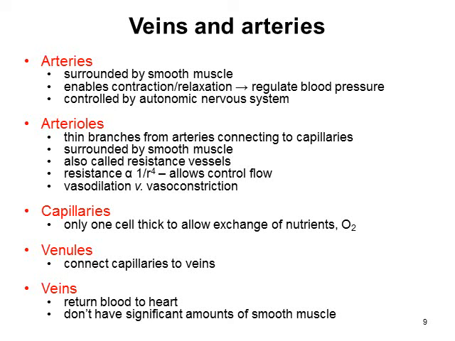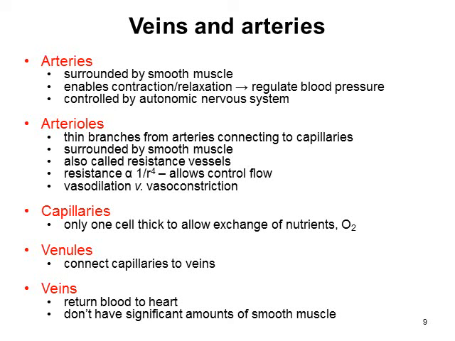Arteries are surrounded by smooth muscle. This enables contraction and relaxation, which allows us to regulate the blood pressure. They're controlled by the autonomic nervous system and have a considerable elastic material component. The arterioles are small branches from the arteries which connect the major arteries to the capillary beds.